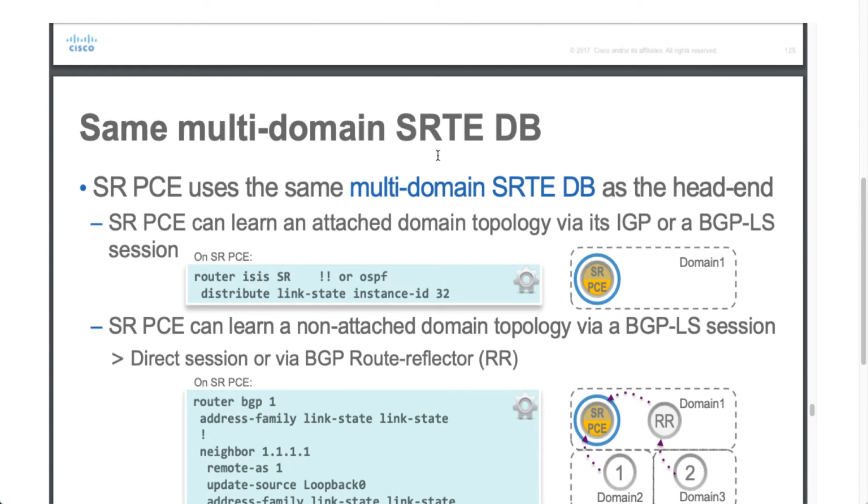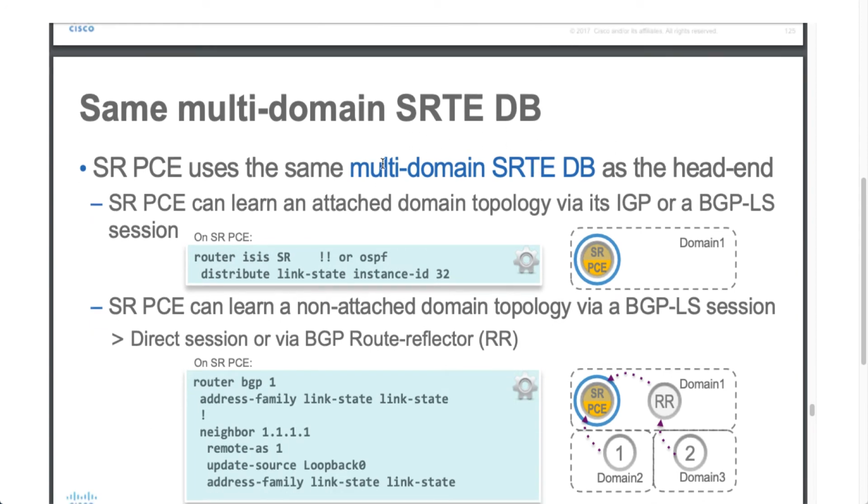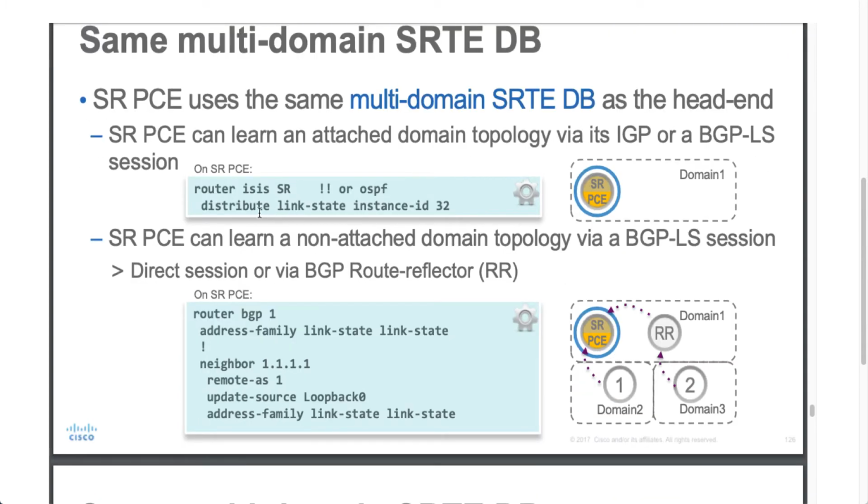Again, as usual, there is an SRTE database. SR-PCE uses the same multi-domain SRTE database as the head end. SR-PCE can learn and attach domain topology via its IGP or BGP-LS, and it is pretty much the same command. If you have multiple instances, when you are doing a redistribute, that means when you are feeding the IGP information into the SRTE database, you can associate an instance ID. That way it helps to identify multiple domains easily.